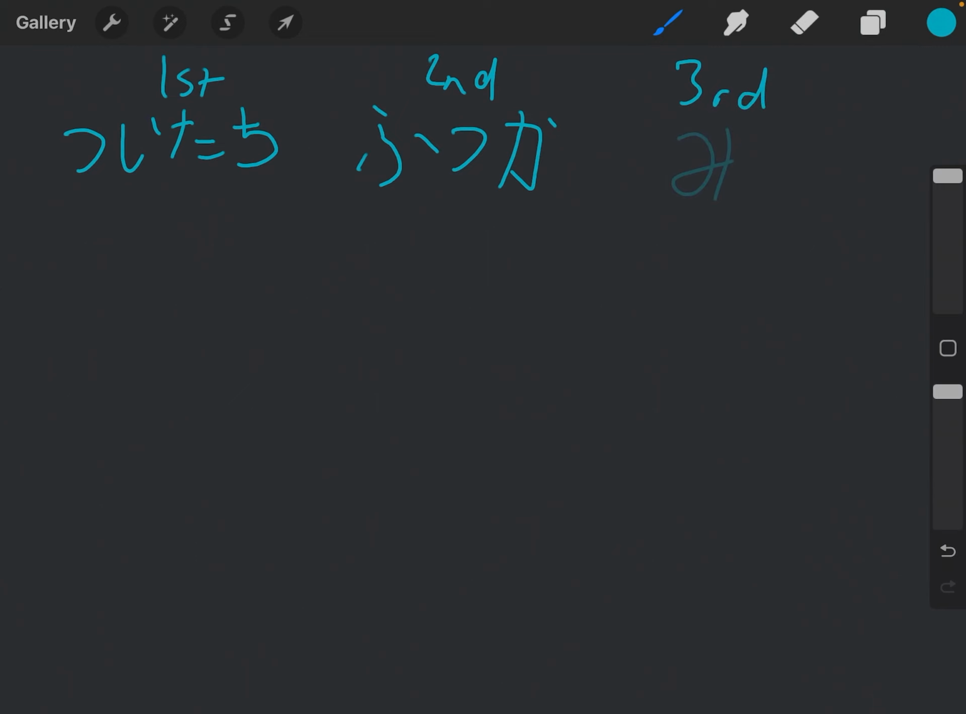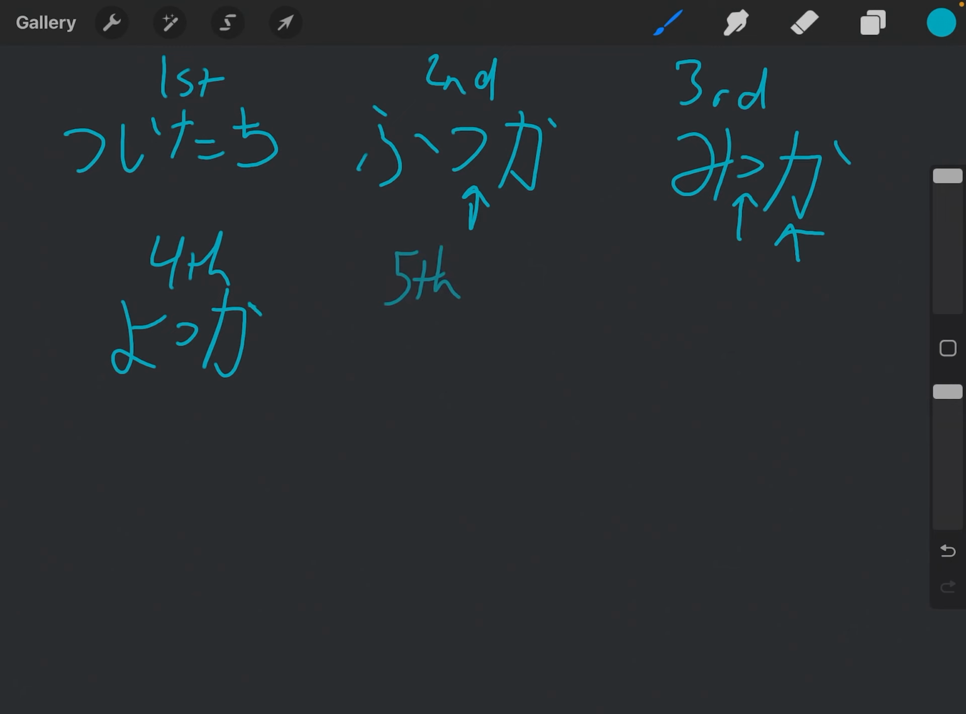And then the third, we have mika. So this is a small tsu instead of a large one right here. So whenever it's small, you just say the character after it with a sort of accent. If you play music, then you'll know what I mean. So it's mika. And then the fourth is similar, another small tsu. So that's yokka. I can probably say it a bit harsher, a bit more accented. I'm saying it a little lightly right now.